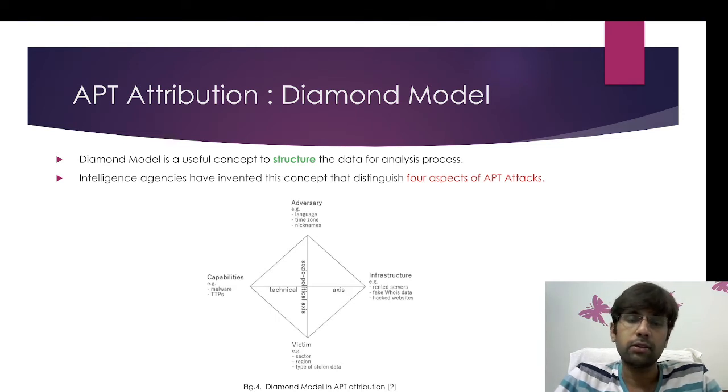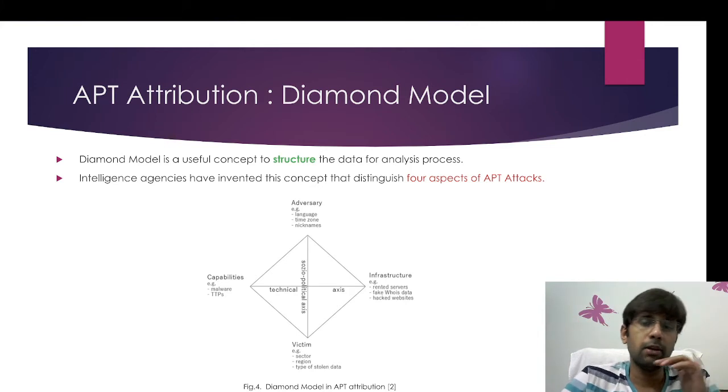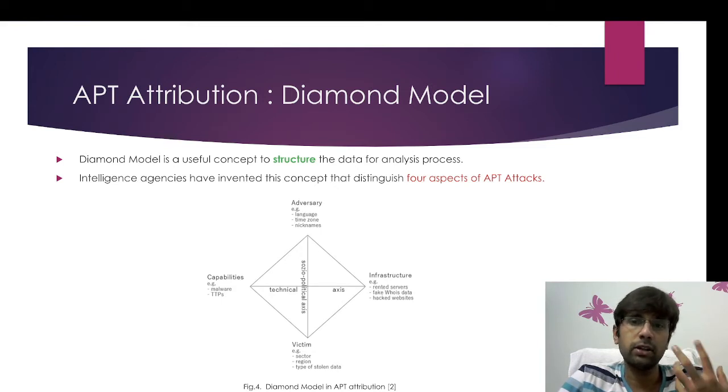Both the adversary pillar and the victim pillar are tied up with a socio-political axis, and the capabilities and the infrastructure are tied up with a technical axis. So there is a dedicated team working along the socio-political axis, and there is a dedicated team working along the technical axis. Now we will look into each pillar in detail to understand what these cyber intelligence agencies are actually doing in the attribution process.